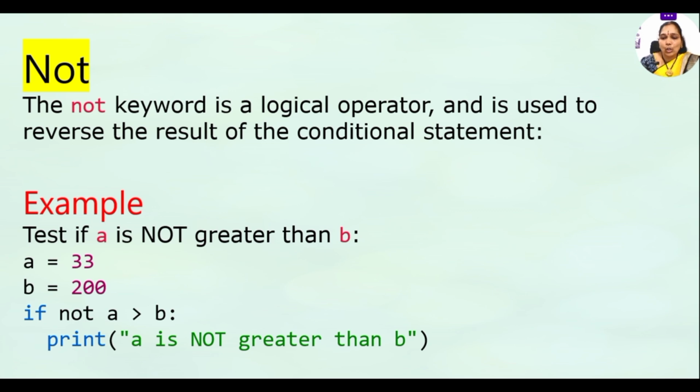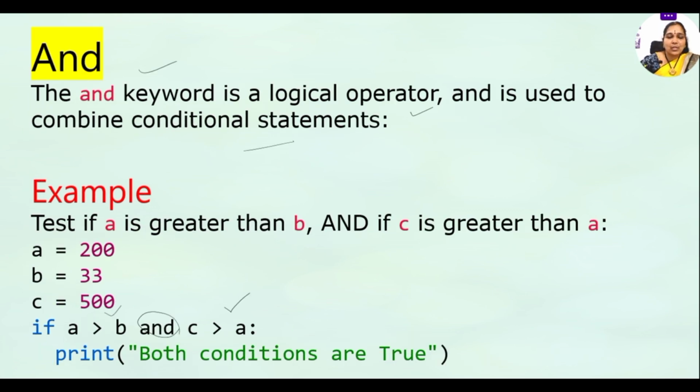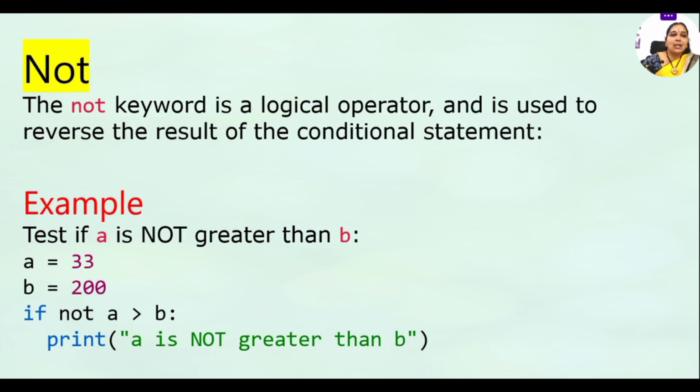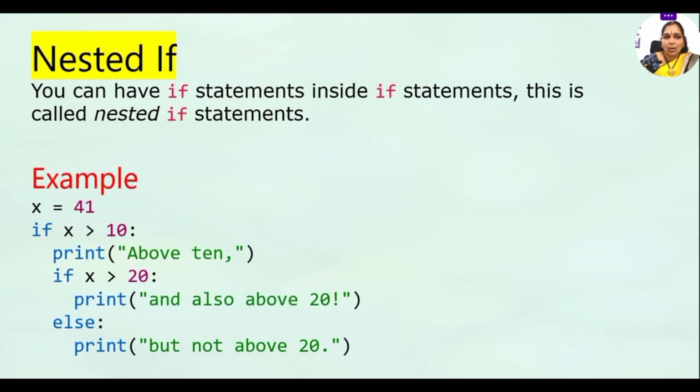Next is the NOT operator. NOT is another logical operator. For the AND operator, you use the keyword AND. For the OR operator, you use the keyword OR. And for the NOT operator, you use the keyword NOT. No symbols are required here. In other languages, we actually write symbols, but Python provides the keywords AND, OR and NOT for the logical operators. NOT means if it is not, then the statement has to be executed. These are the basic logical operators.